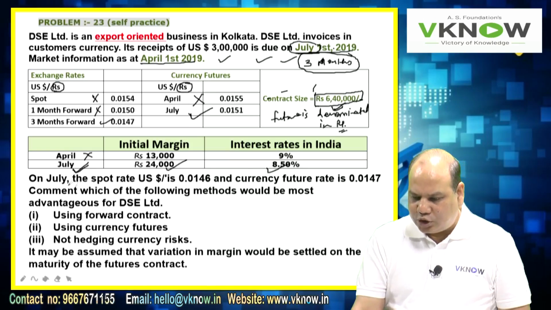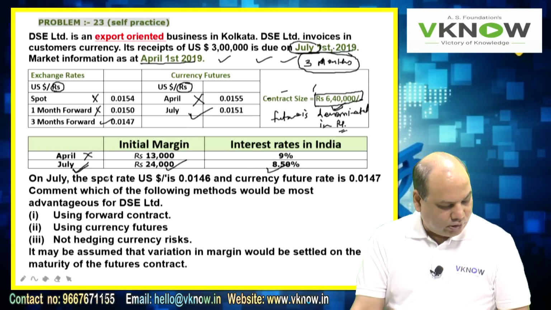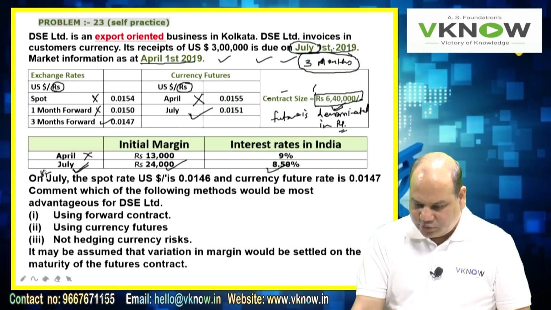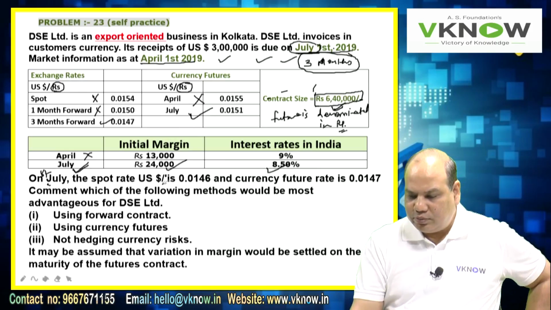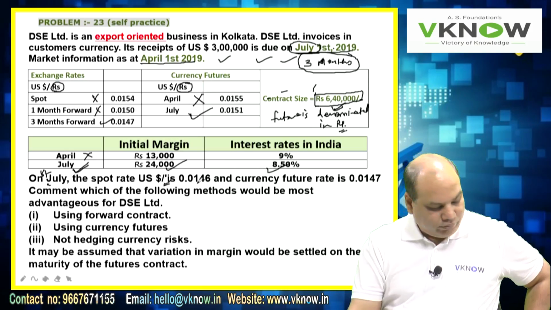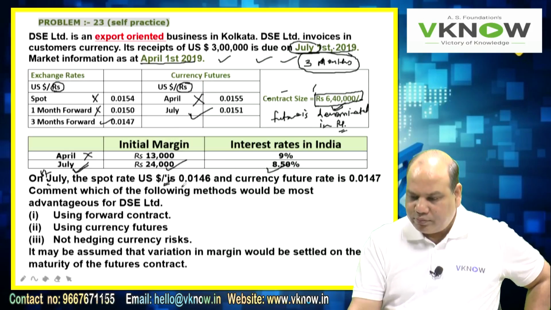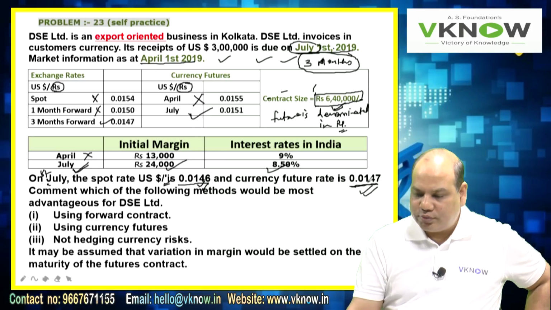On July, which July? It should be 1st July. Anyway, it seems they have missed this first word here. On 1st July, the spot rate US dollar per rupee, it is rupees here, dollar per rupees is 0.016146. So that will be the rate at which we will convert dollar into rupees. And currency future rate, this will be required for gain or loss.